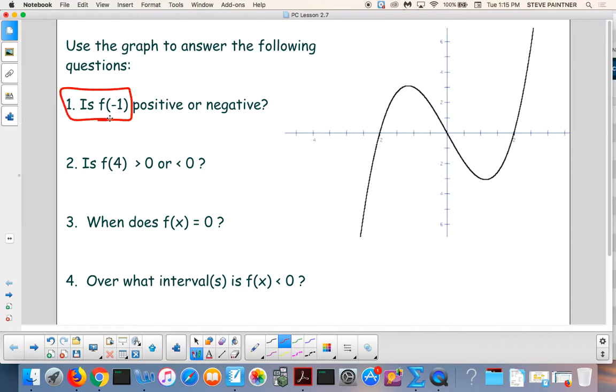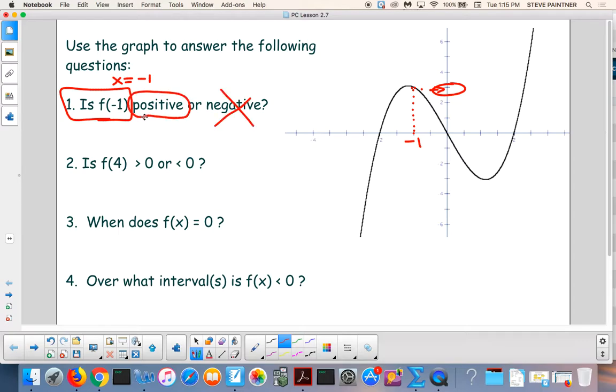Is f of -1 a positive answer or a negative answer? It's on a negative slope. F of -1 means you're plugging in an x value of -1. So you plug in -1 right about here, and you get that answer. Is that positive or negative? Okay, you got a positive y value.